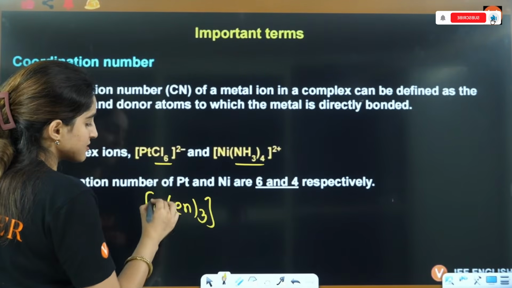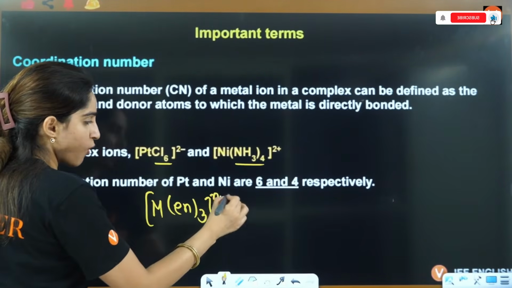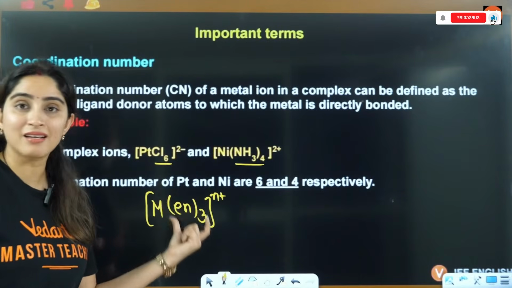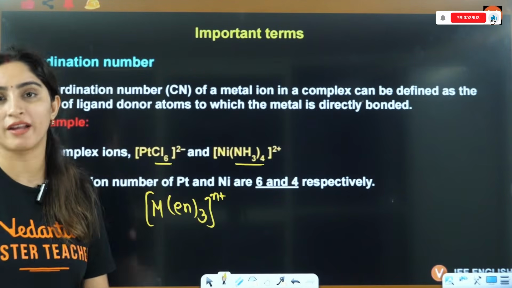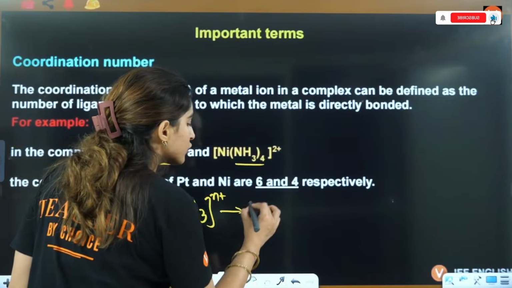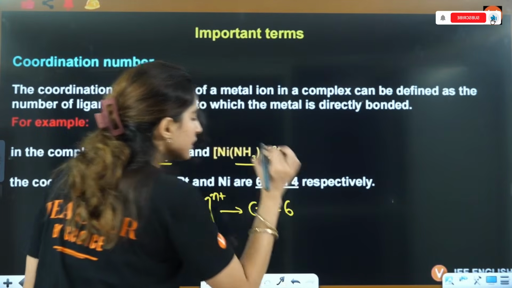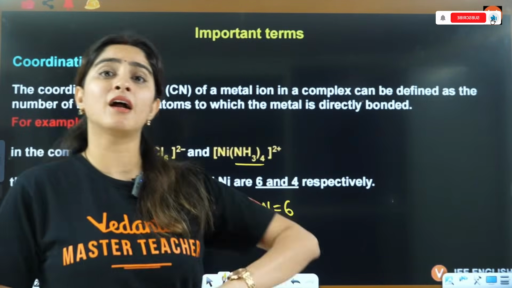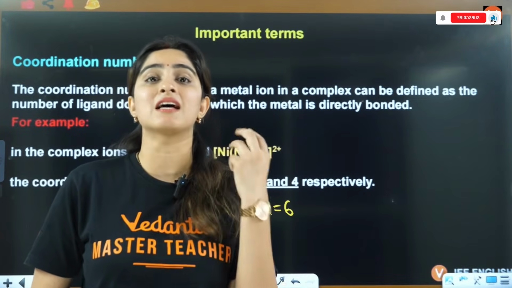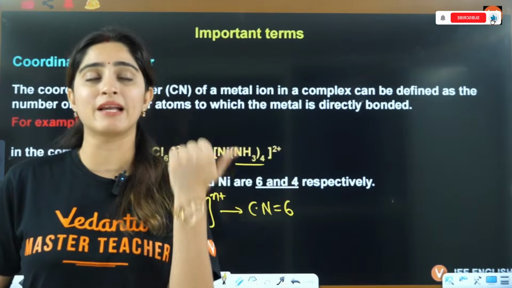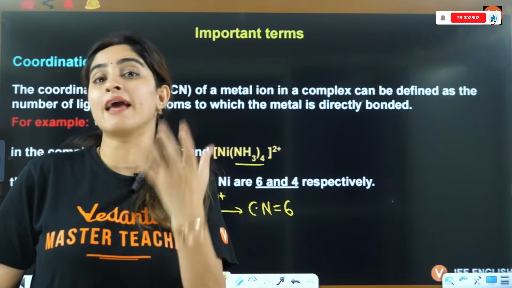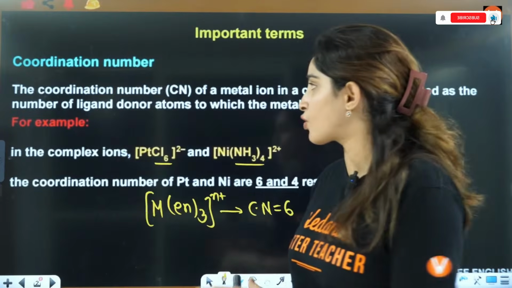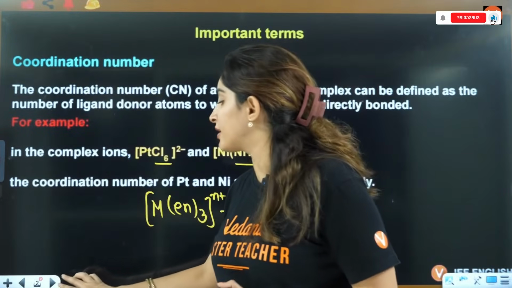For example, say there is some metal with some oxidation number, and it has En thrice. This does not mean it has coordination number 3. It means the coordination number is going to be 6 here. Then there are tridentate ligands, where one ligand has 3 donating sites, then tetra, penta, hexa. These are different denticities of ligands, and according to that you will answer the coordination number.